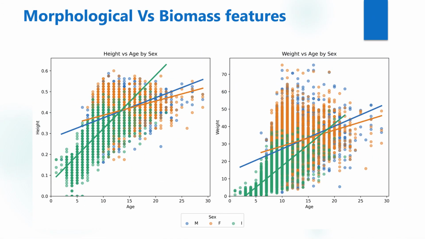Morphological versus biomass features. On the left here, we have the height versus age by sex. And you see it's more tightly grouped and there's more of a linear relationship there. On the right, the residuals are more spread out and there's less of a linear relationship that we could draw from that.